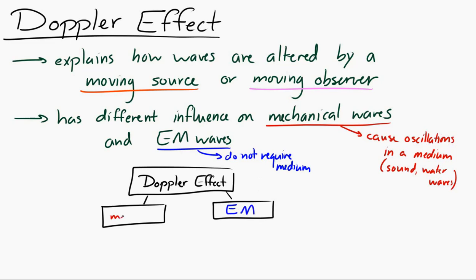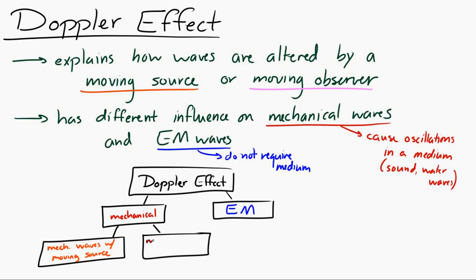It's three different descriptions. We're going to have one description of the Doppler effect for when you have mechanical waves and a moving source. Another description for when we have mechanical waves and a moving observer. And then a third description for electromagnetic waves, which applies whether or not you have a moving source or a moving observer. So first, let's think about mechanical waves with a moving source.